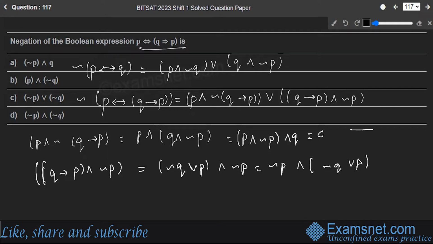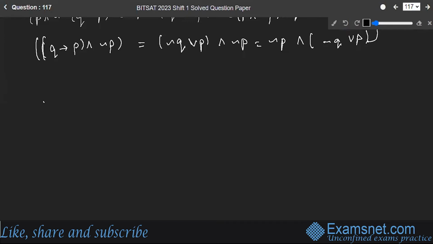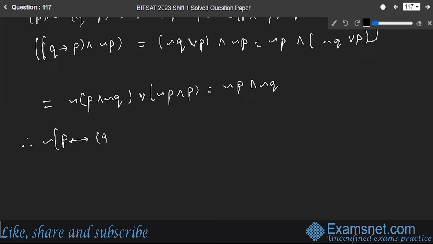So I'm combining both of them and putting them in this equation, and you will get negation of P intersection negation of Q union negation of P intersection P. This is equal to negation of P intersection negation of Q itself. Therefore, the negation of P double implies Q implies P is equal to C union negation of P intersection negation of Q, and that is equal to negation of P intersection negation of Q.